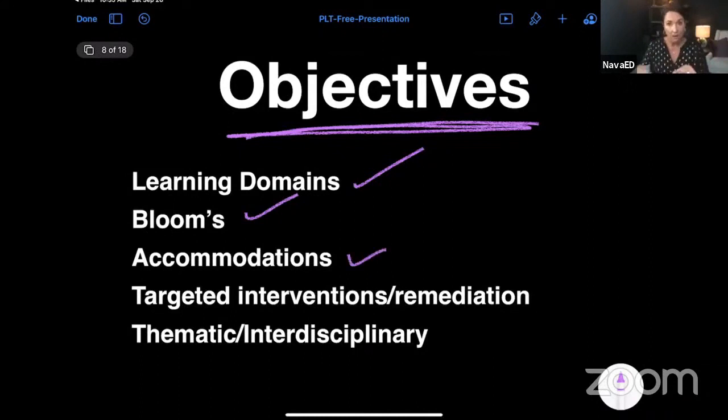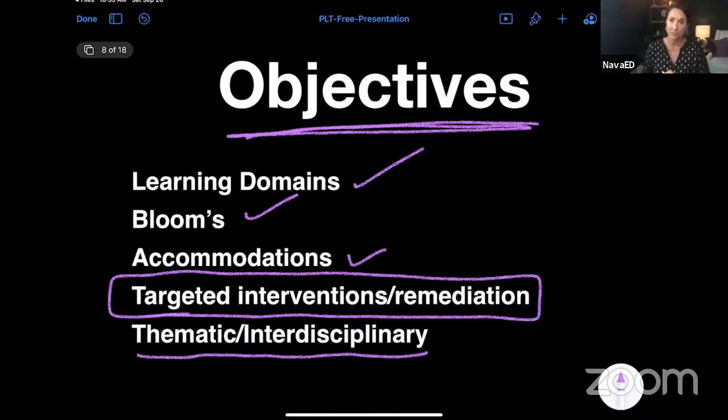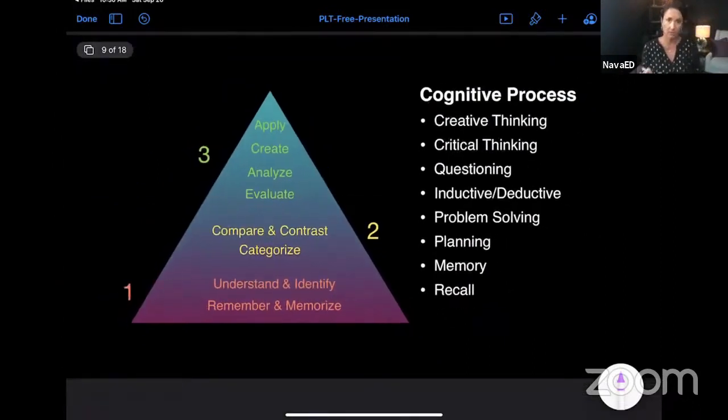Accommodations, which we saw in the previous questions, modifications, accommodations, targeted interventions and remediation. Okay, this is also differentiated instruction. That's what happens here. And then we mentioned this in our good words list, thematic and interdisciplinary. So using lots of different content areas to work into your instruction for English or science or whatever. Okay. All right, let's take a look. I want to talk to you guys about Bloom's here really quickly.